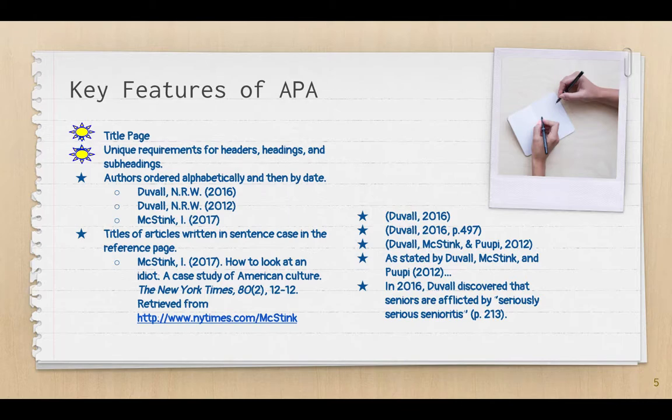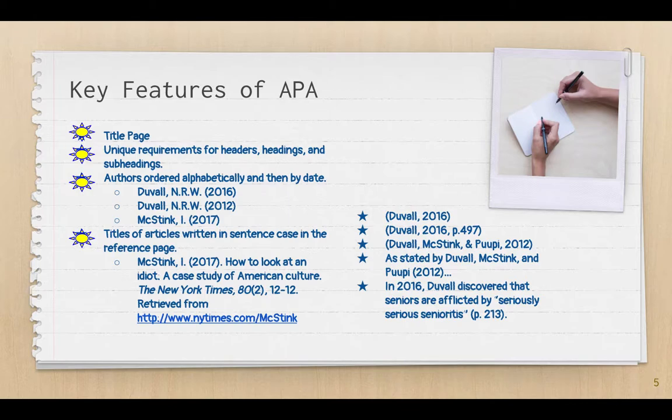In addition to headers, APA allows writers to use headings and subheadings. But it has different levels of headings and different font styles for each. It can actually be a bit complicated. Like MLA, authors are organized alphabetically by last name. If you have multiple works by the same author, you would organize those by date, with the most recent first. If you look at these examples here, you'll see how that works.